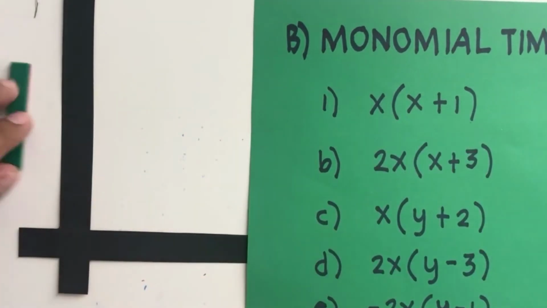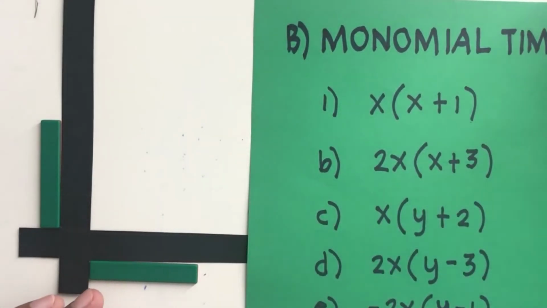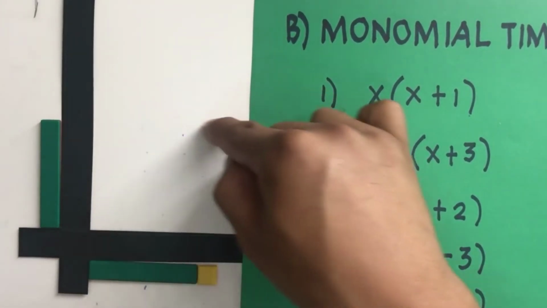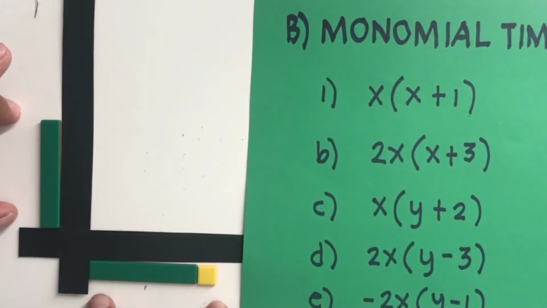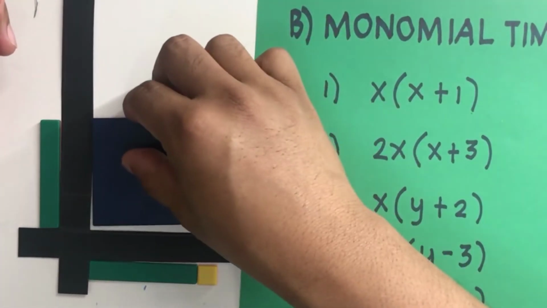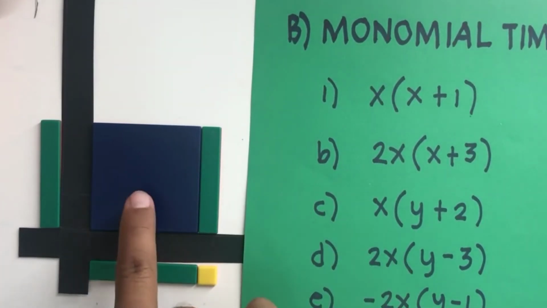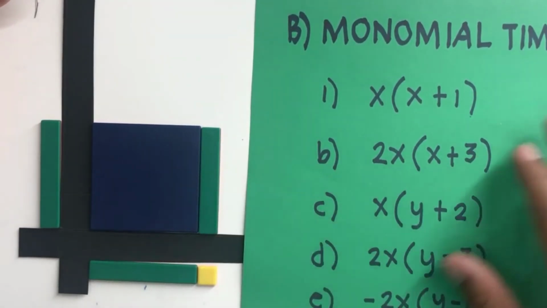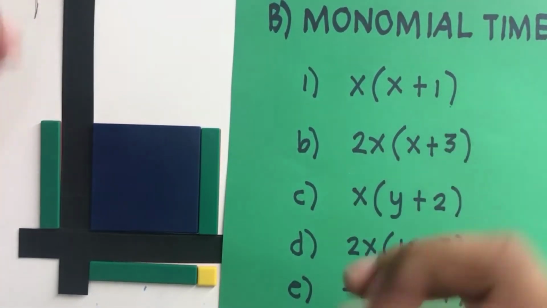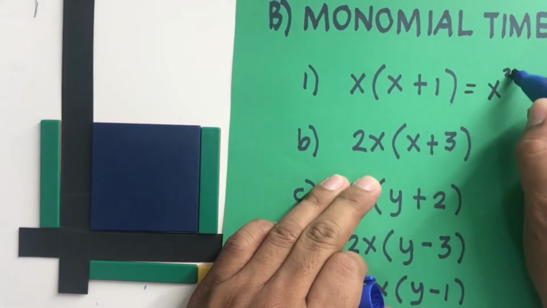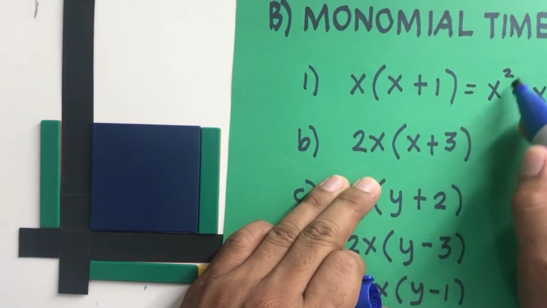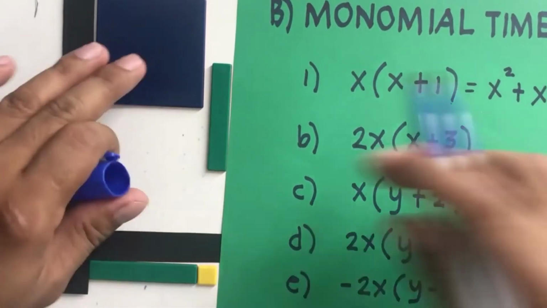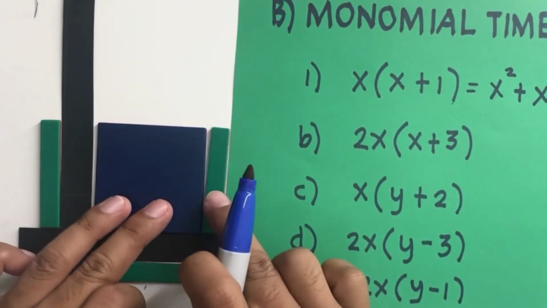So what you need is an x, and for the other part is x plus 1. So this is x plus 1. We need a rectangle with a width of x and a length of x plus 1. So let's form that rectangle. And that is now the product. So the product is this one, which is x squared, and this one, which is x. So we now write that x times x plus 1 is equal to x squared plus x, where this x squared is this square and this x is this x. Together, that is x squared plus x.